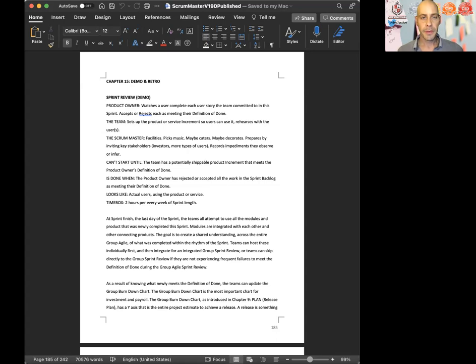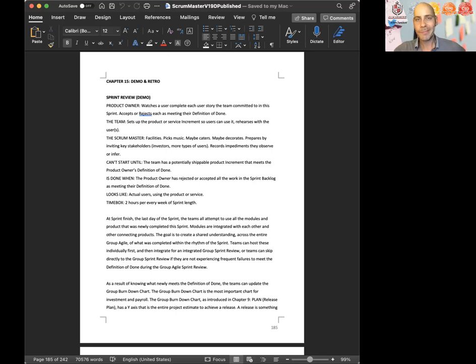Product owner watches a user complete each user story the team committed to in this sprint, accepts or rejects each as meeting their definition of done. This is actually old information. Now a product owner, or whoever's playing that role, or a team accountability will check definition of done as anything's completed during the sprint. And sprint review is a celebration with the customer where the customer uses it.